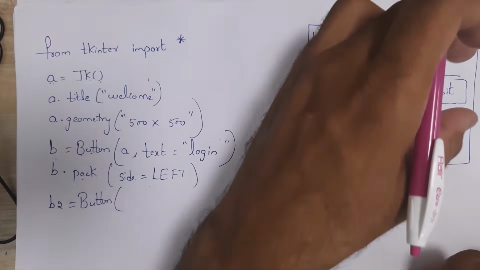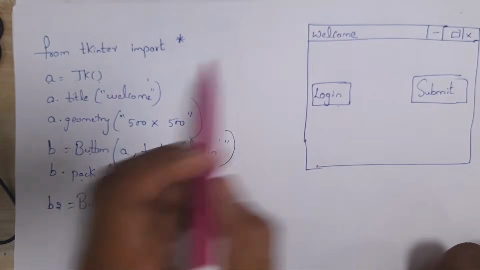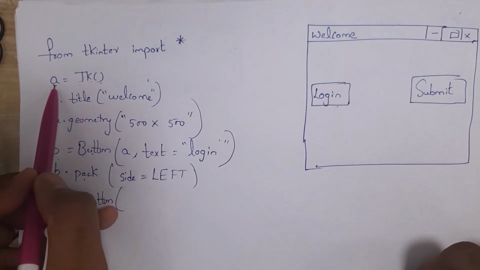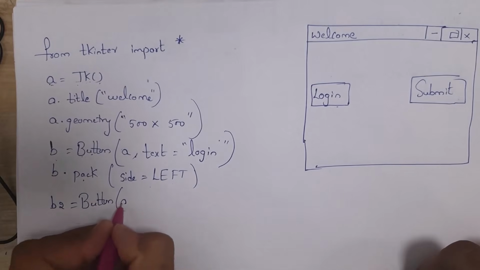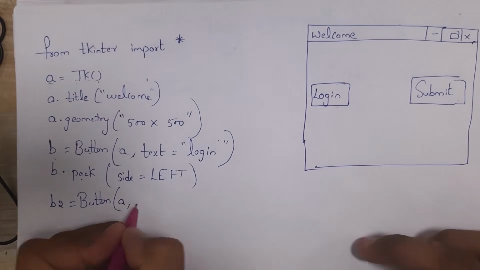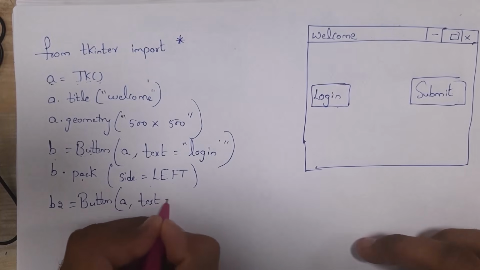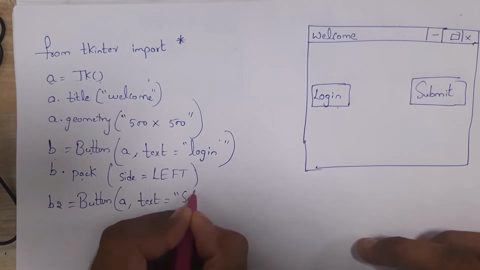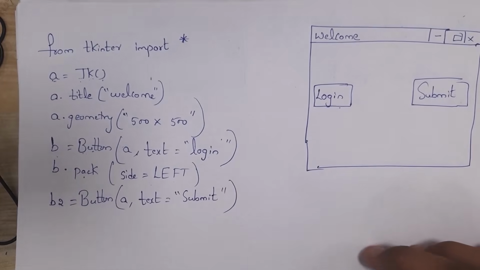And I want to place this submit button inside my window. My window is present in variable a. So just write here a comma. I want to give this button name as submit. So just write here text equal to submit in quotations. Quotations close and close bracket.